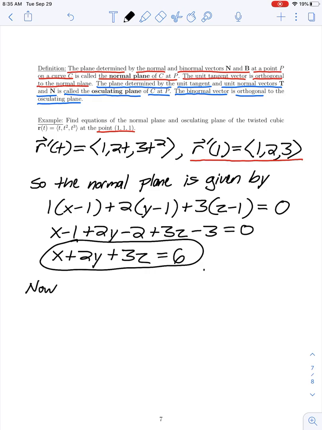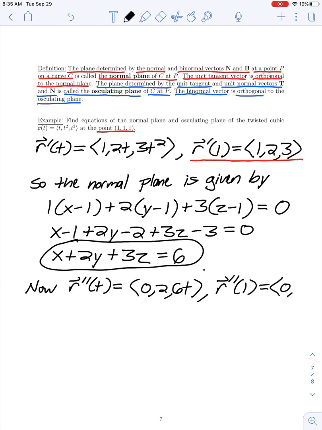So here, we already have r prime of t. I need r double prime of t, which would be 0, 2, 6t. And this second derivative, r double prime at our point of interest, 1, 1, 1, which corresponds to t equals 1, would be the vector 0, 2, 6. So I'm going to take the cross product of r prime of 1 with r double prime of 1 to get my vector, which will be normal to the osculating plane.